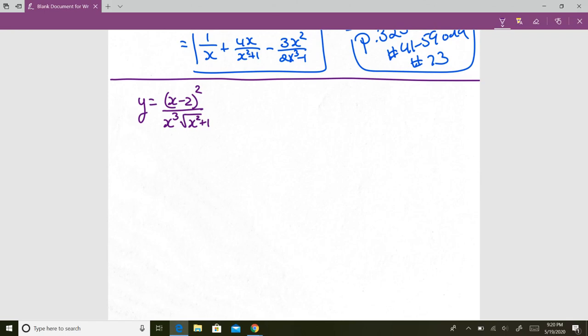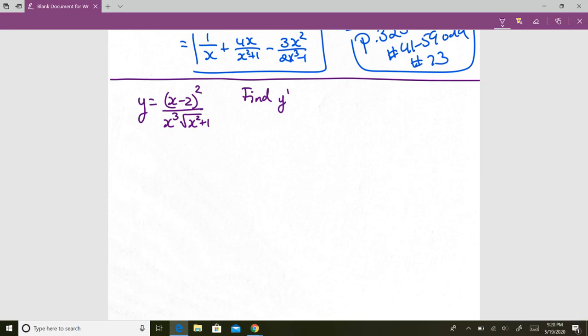Now if I asked you for y prime, said find y prime or dy/dx, you would curse me because we have a chain rule up top, we have a quotient rule, and a product rule on the bottom. So there's 3 different things going on there. It's going to get super ugly, and to simplify, it's going to be a gong show.